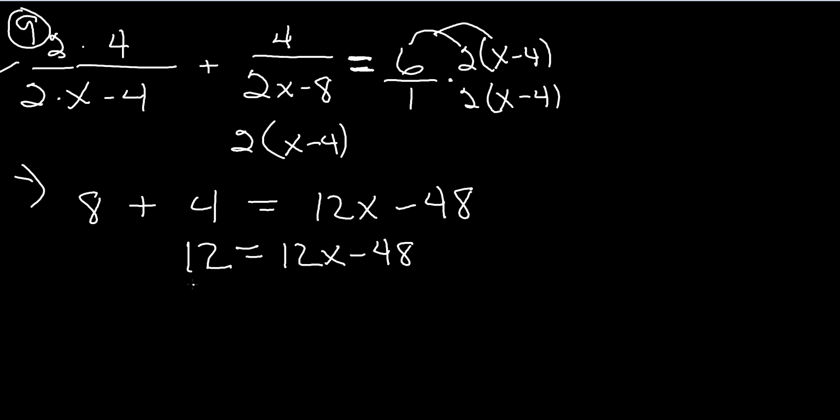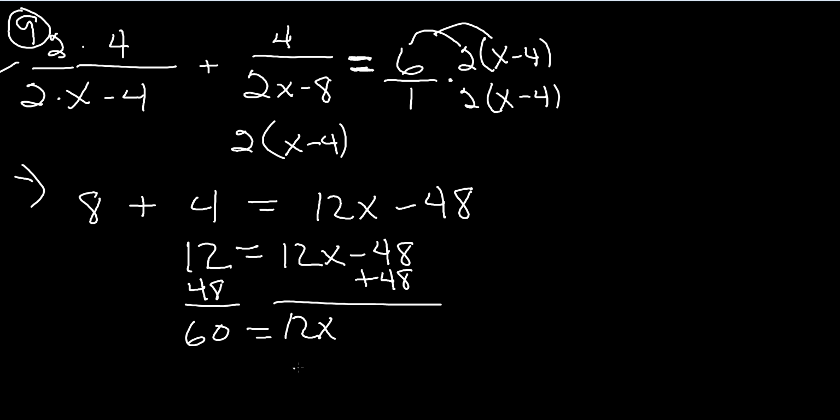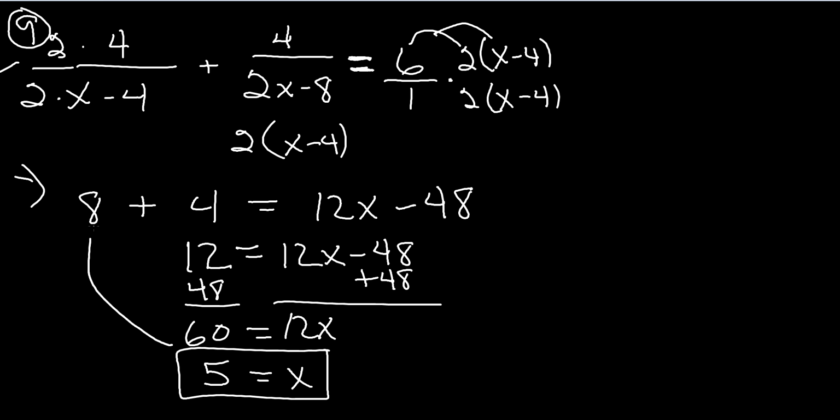I'm solving for x here, so I'm going to do what? I'm going to add 48 to both sides since this 12x is already positive. So I end up with 60 equals 12x, and therefore x will equal 5. If I plug in 5 in the denominator here or here, I will not have a 0 as a result of plugging it in, so I can use it.